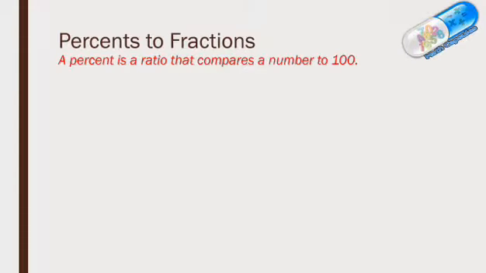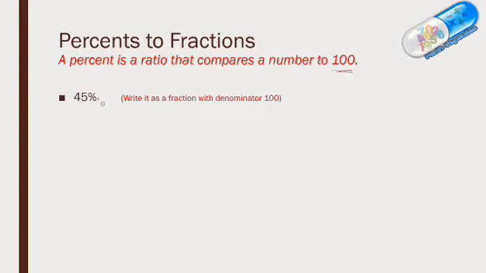Okay, so now we want to get percents to be fractions. A percent is a ratio that compares a number to 100. So you know that a ratio is a comparison between two quantities, and percent means it's a ratio which compares with the other number always being 100.